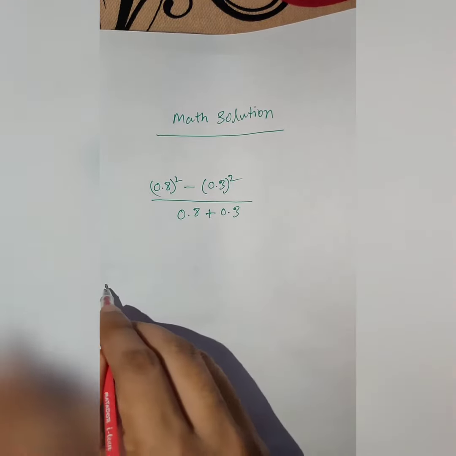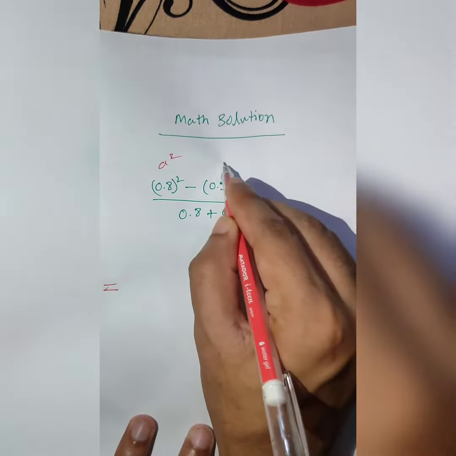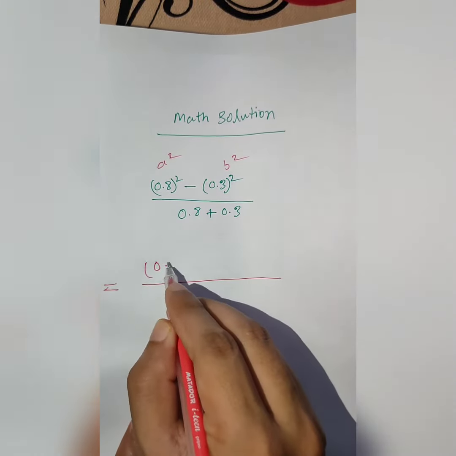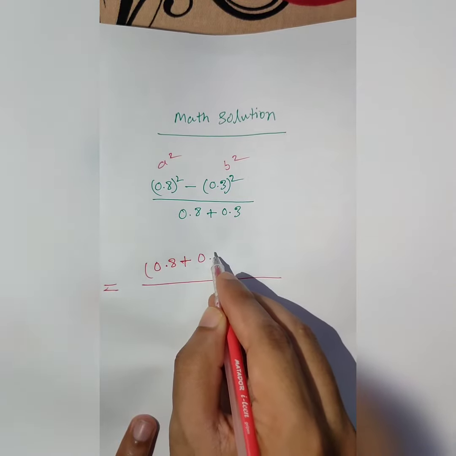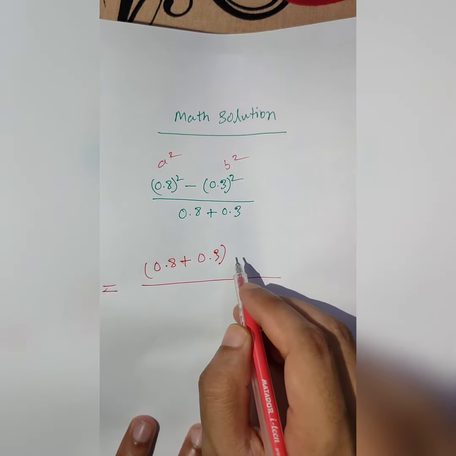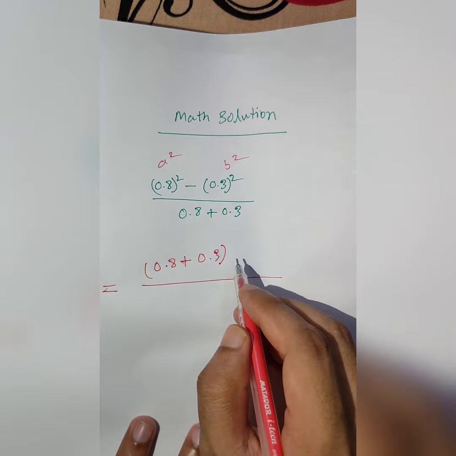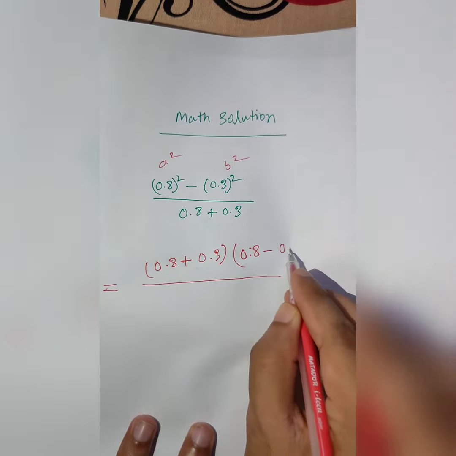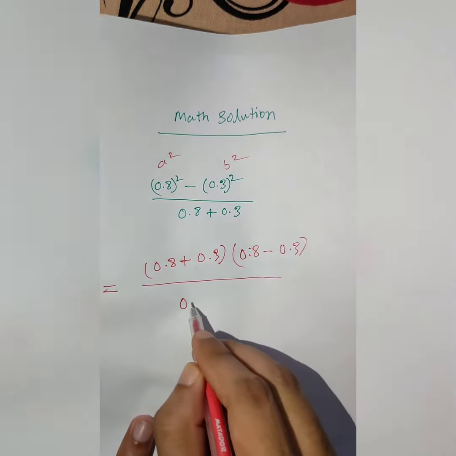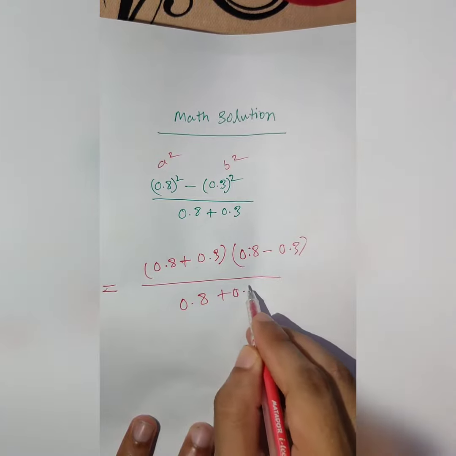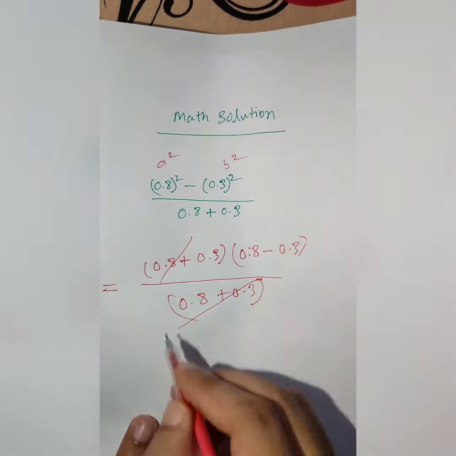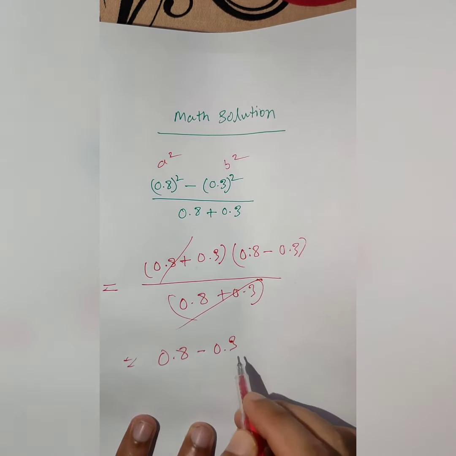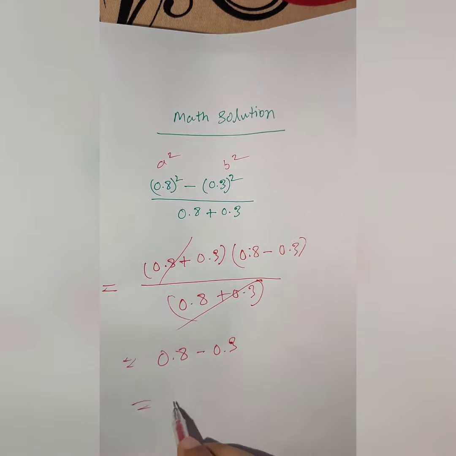I solve this math. A square, B square, A square minus B square. 0.8 plus 0.3. 0.8 minus 0.3. 0.8 plus 0.3. 0.8 minus 0.3.